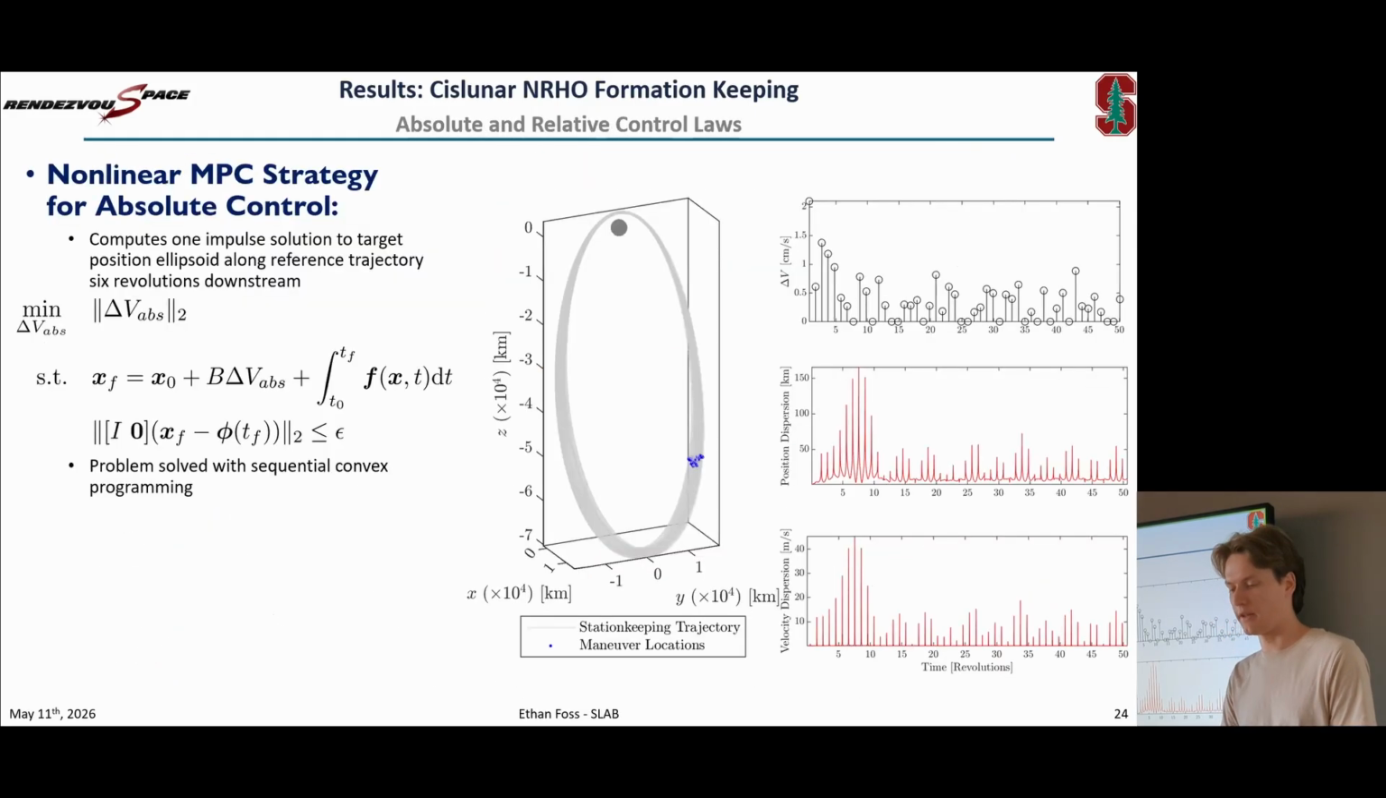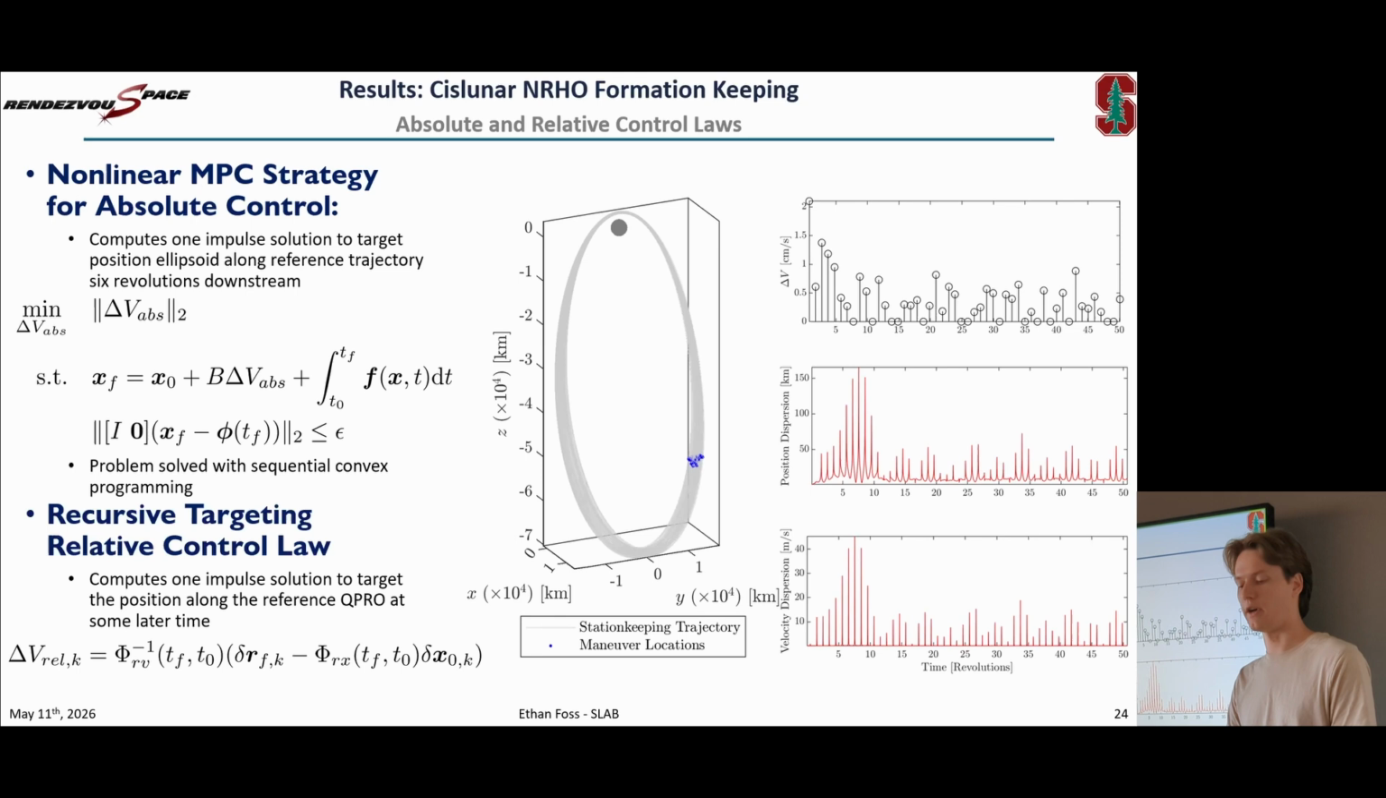And with that, here is the absolute station keeping control strategy that we use. It's basically a nonlinear model predictive control strategy. It's not significantly different than what you would see in current literature. And in terms of our relative station keeping control, we simply use a two-impulse relative targeting law. What we see is that these two on their own will be sufficient for long duration formation keeping.